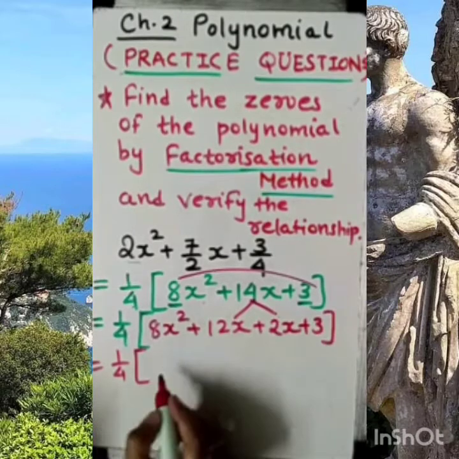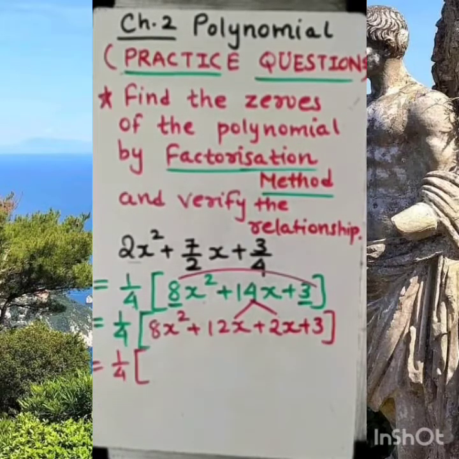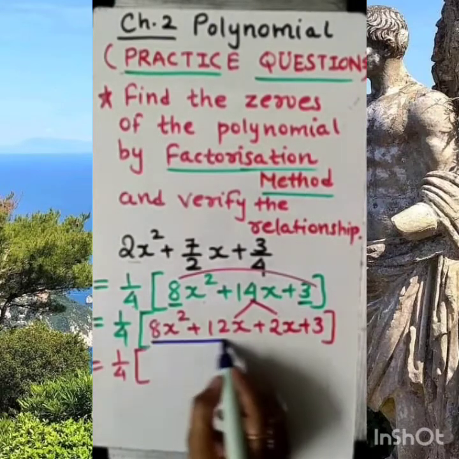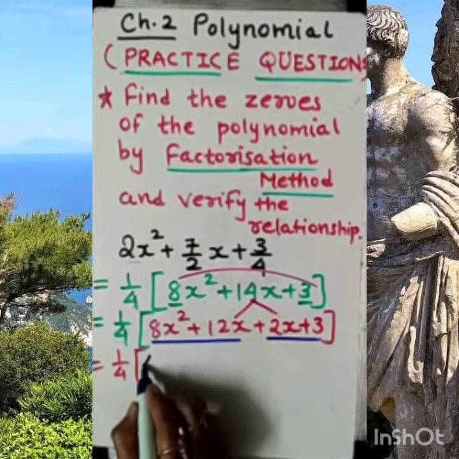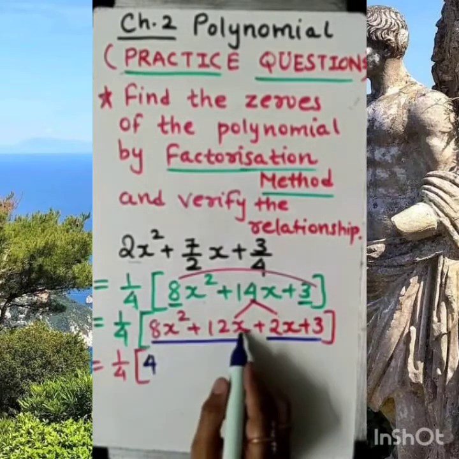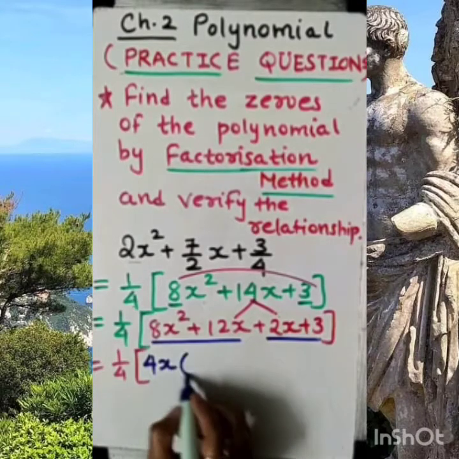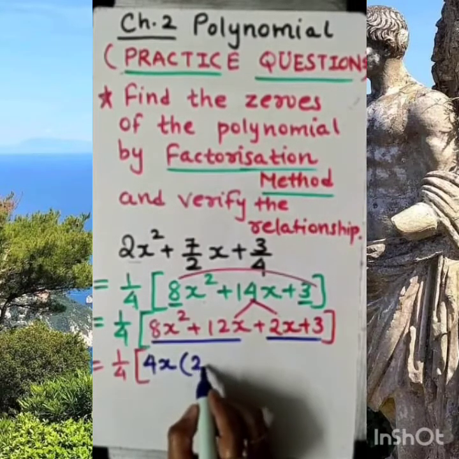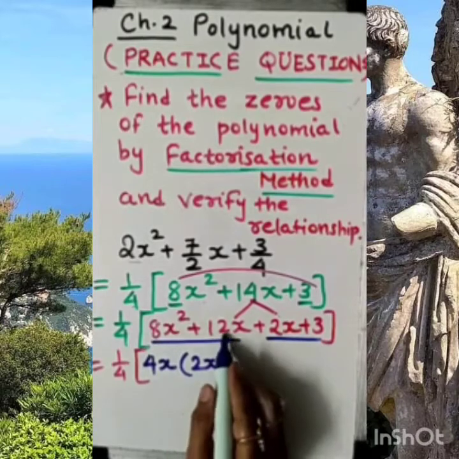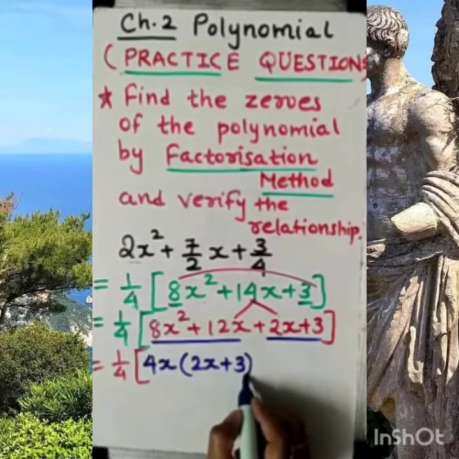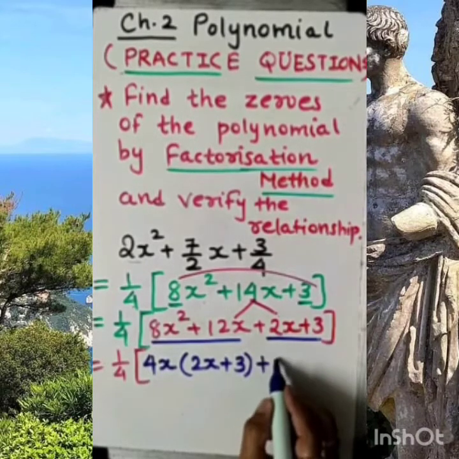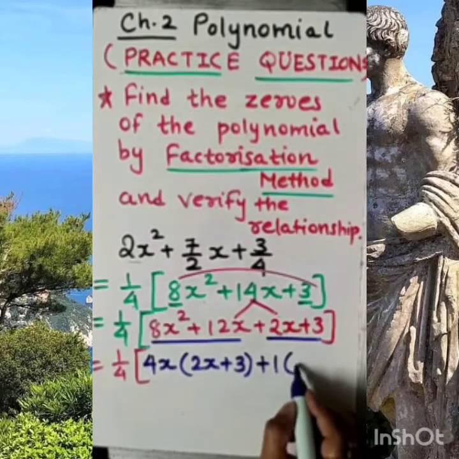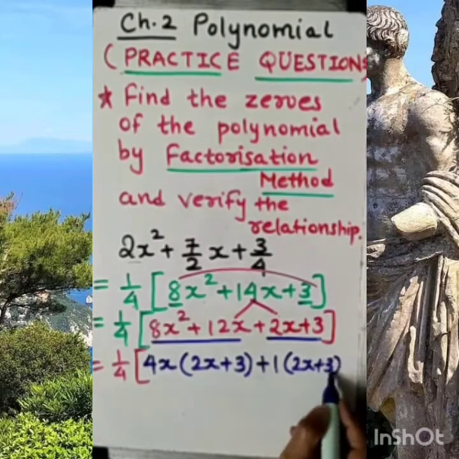So for the first two terms, let's make a pair. If we make a pair, then I have to take out something common from these two terms and these two terms. From 8 and 12, 4 will be common. X square and x are there, so x is common. So what is left inside? 4 times 2 is 2x, and 12 divided by 4 is 3. Can anything be common from this? No. So 1 is a common factor. So inside the brackets, 2x plus 3.